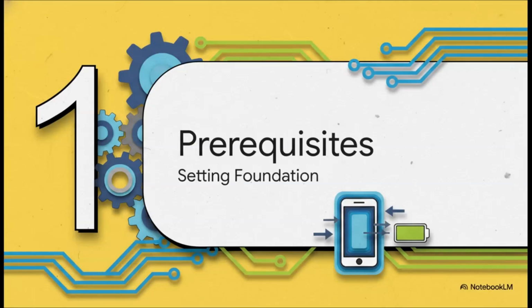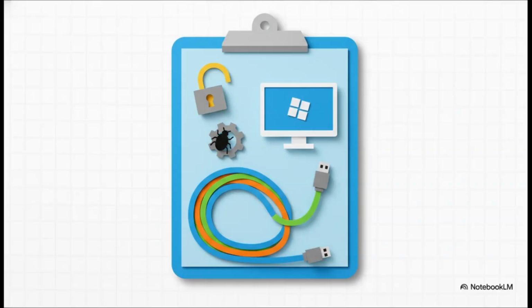All right, let's jump straight into phase 1, prerequisites, setting the foundation. So, consider this your pre-flight checklist. You absolutely must have an unlocked bootloader and USB debugging turned on. You'll need a Windows PC, and listen, do not skip this last part. Use the original data cable. Seriously, third-party cables are basically the number one culprit for random connection errors later on.